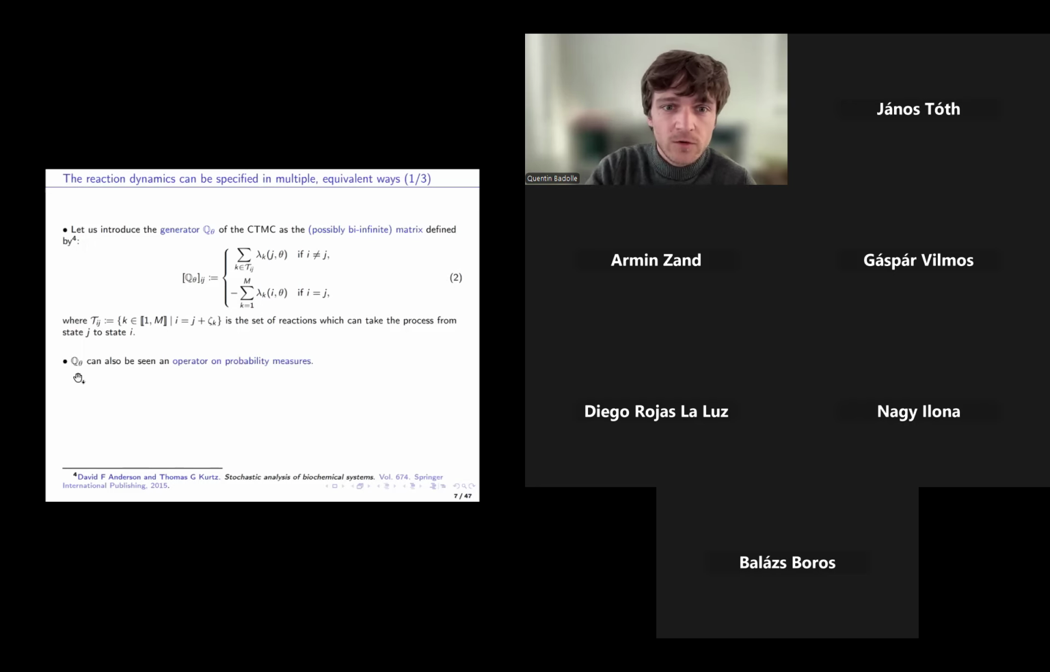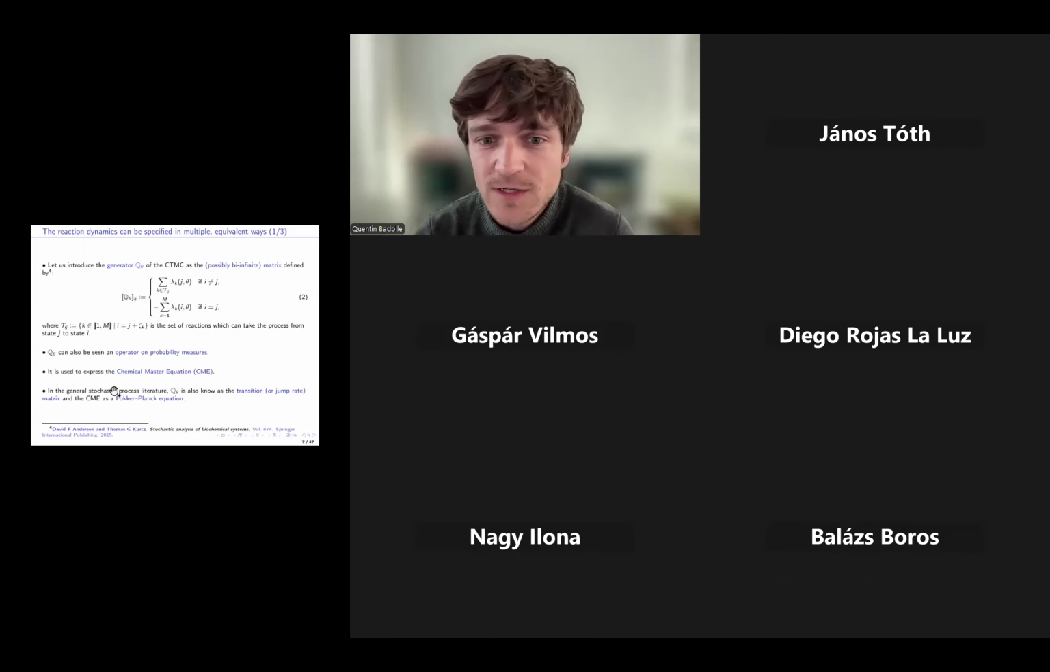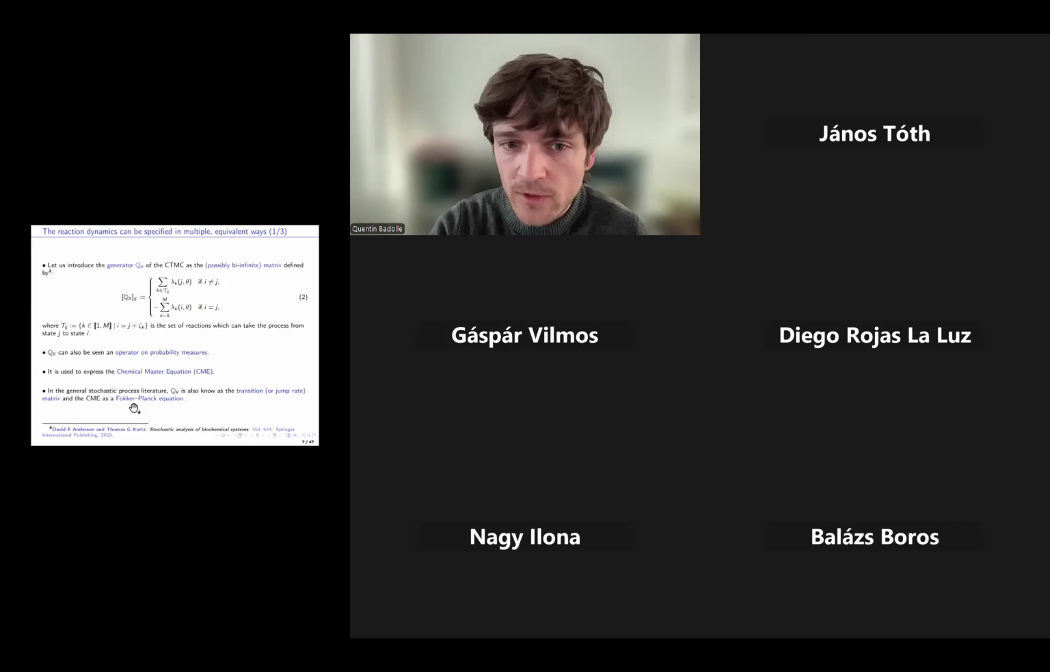So this generator Q can be seen also as an operator on probability measures. It is used to express the chemical master equation. And in the general stochastic process literature, Q is also known as the transition or jump rate matrix, and the CME is often known as the Fokker-Planck equation.